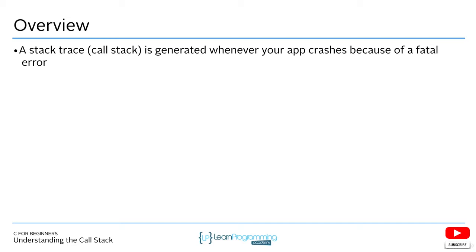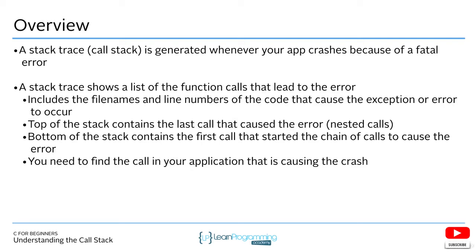And so a stack trace is very useful when your program crashes because it contains information that helps you debug it. A stack trace shows a list of the function calls that lead to the error. What will happen is, in a program, when you call your main function, that's the entry point. The main function is going to call other functions. Those functions are going to call other functions. And all those functions that get called will be put on the stack. So when a program crashes, the call stack will tell you the last function that was invoked and the specific line of code that caused the error.